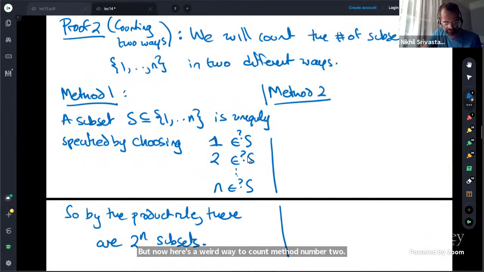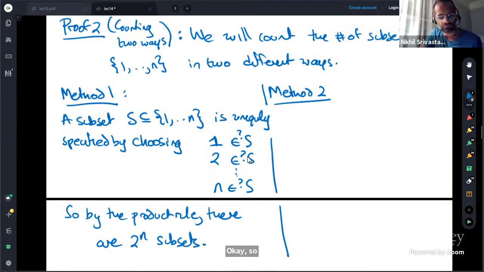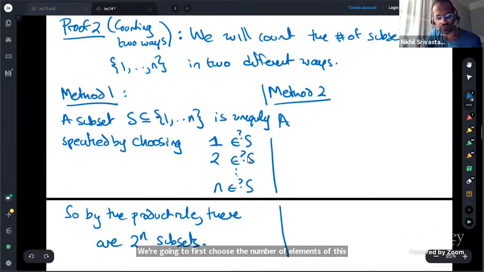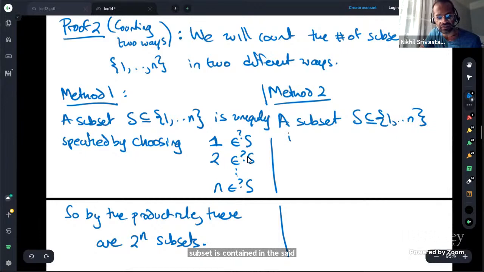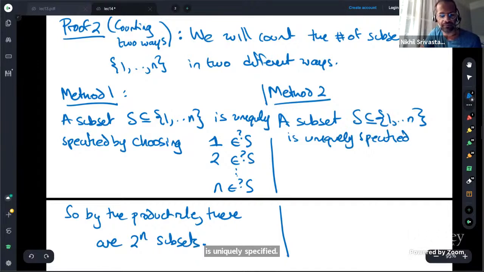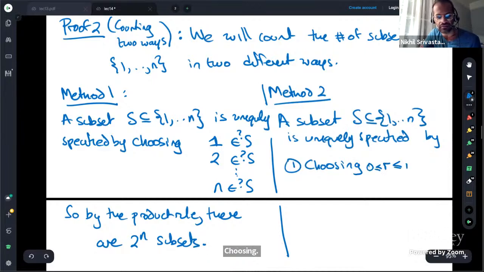What we're going to do now is choose a subset in a different way. We're going to first choose the number of elements in the subset. So a subset S contained in this set is uniquely specified by the following steps: choosing an integer r between 0 and n, and choosing a subset S with exactly r elements.